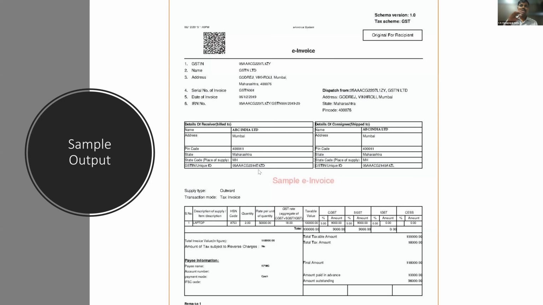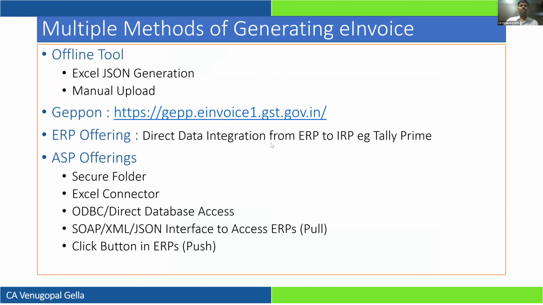Venugopal is asking how many line items there can be in an invoice. As of now, the schema is set for 1,000 line items. After 1,000 line items, if you really need to issue, you can directly connect to NIC; they have a solution. Now, generating an invoice.